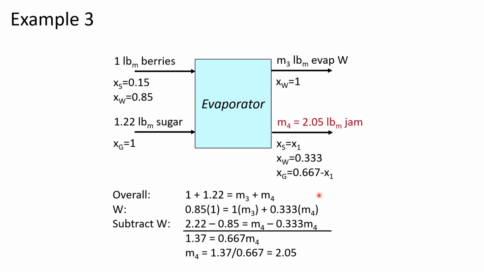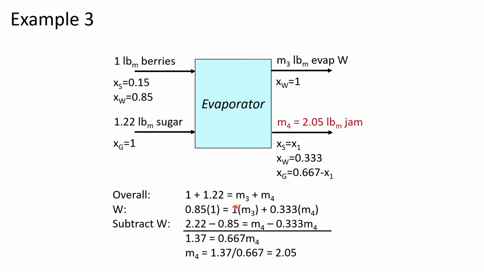Let's go back to these two equations here and see what made it possible to solve for one of the unknowns. What made it possible in doing the subtraction is the fact that we had a coefficient of 1 in front of M3 in the overall balance and a coefficient of 1 in front of M3 in the water balance. So we could subtract these two and have the M3 terms cancel out.